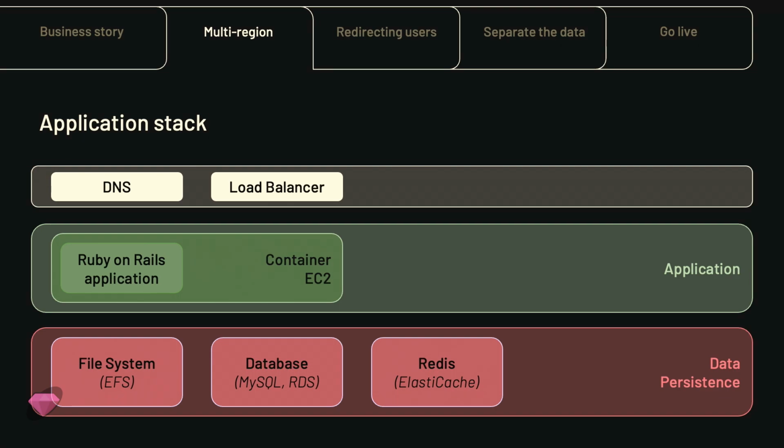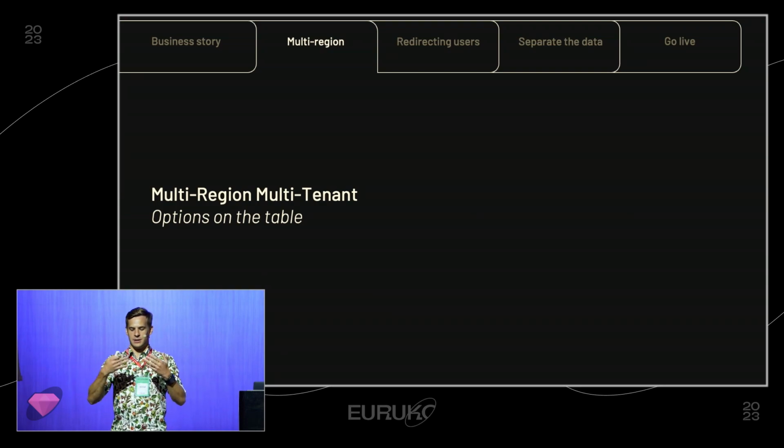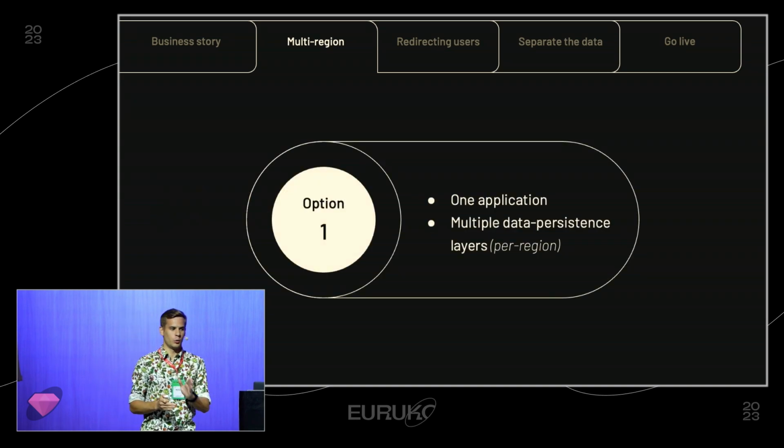We have the data persistence layer with database, Redis and file storage. We have the application, which actually serves the web server and the Rails app. And we have this top part, which allows users to connect to your application and presents your system to the outer world. And so what are your options on the table to actually implement the requirement that was given by the user? I want to talk about two options.